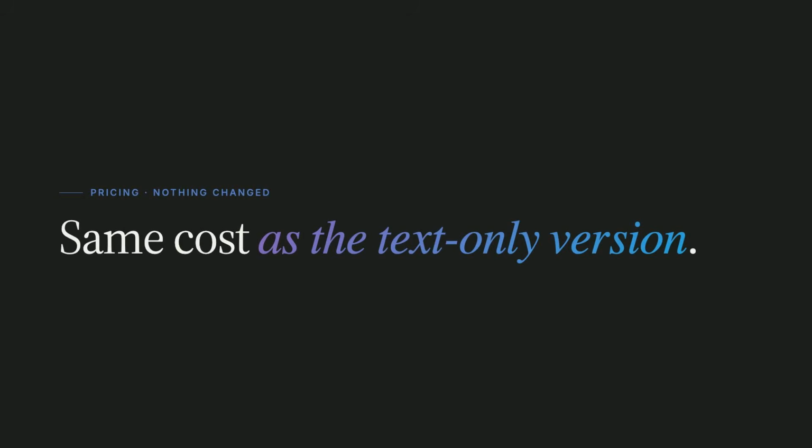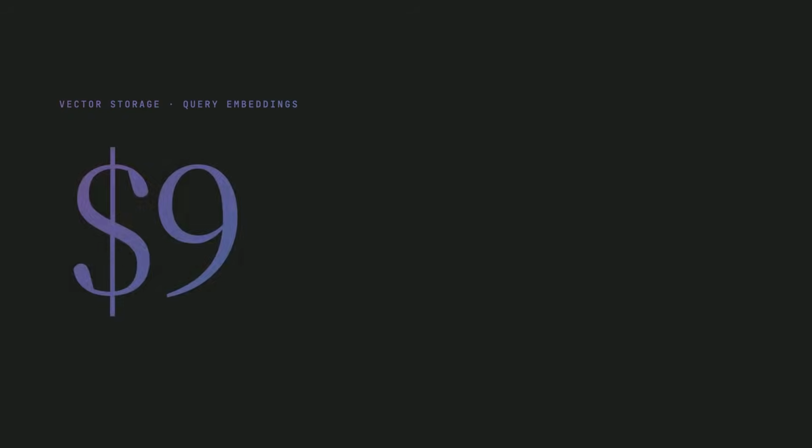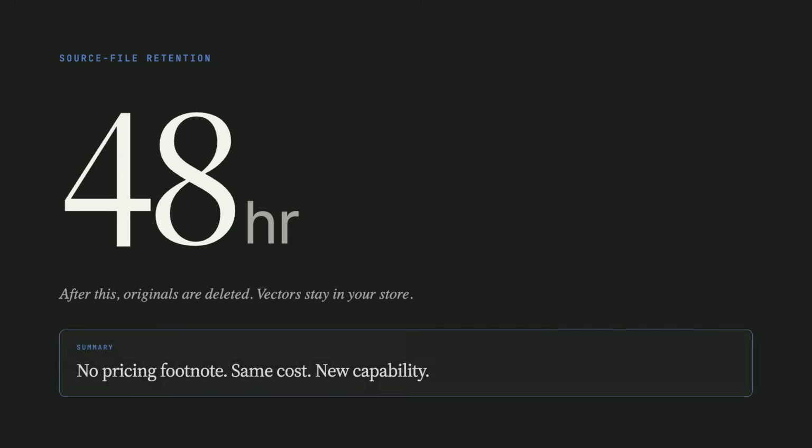Okay, now on pricing, you pay the standard Gemini embedding rate at ingest time. Vector storage is free. Query time embeddings are free. Files cap at 100 megabytes each, and the free tier gives you 1 gigabyte of total storage. The original files stick around for 48 hours, which matters if you need to re-embed.